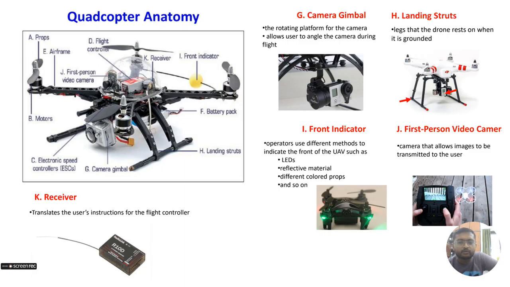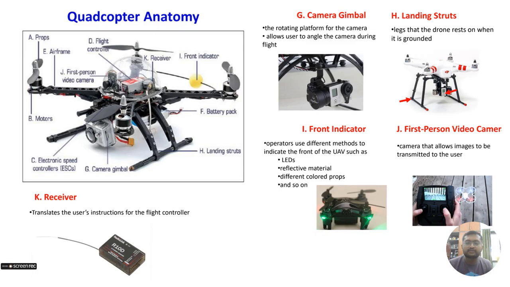Front indicator: operators use different methods to indicate the front. If you see drones, there will be two kinds of light, green light and red light. The green light is on the front end side, and the red light on the back end side. Using that, you will get to know, if you give a pitch forward command, in which direction the drone will go, which is the forward direction as per the drone, not as per us.